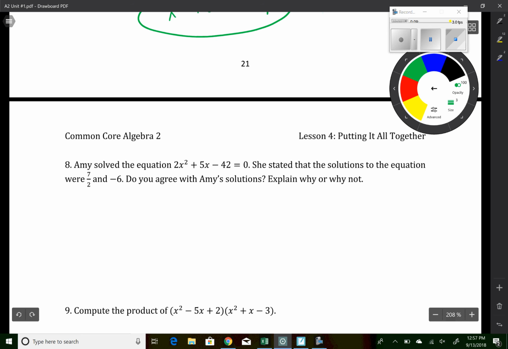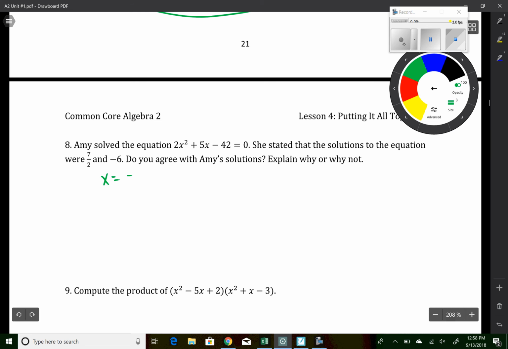Number 8, Amy solved the equation, stated that the solutions are 7/2 and -6. Do you agree with Amy's solutions? Why or why not? This is taking us a trip back to Algebra 1. In Algebra 1, we learned that if we have a solution like x equals -6, I know a factor is going to be x plus 6. It's essentially like unsolving. Same thing if I have a solution of 7/2, that's going to have a factor of 2x minus 7.